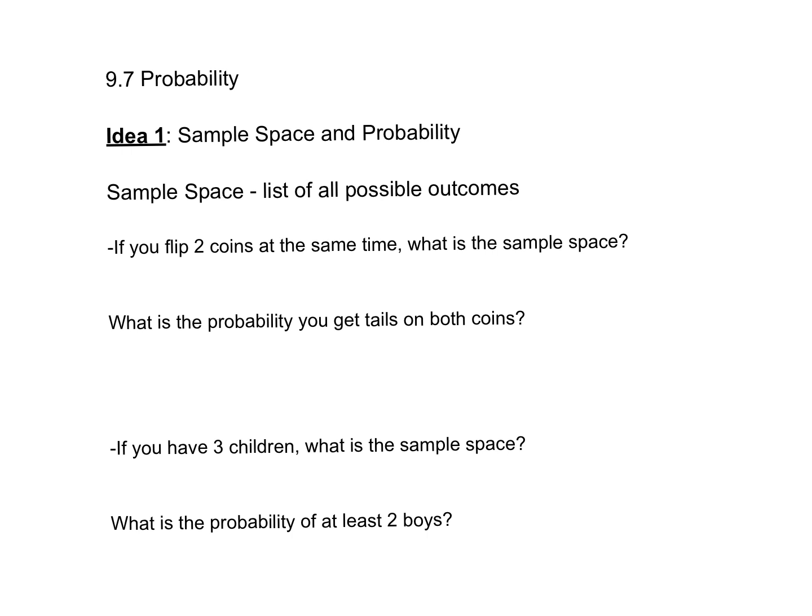So we're going to look at sample space first, which is basically just a list of all the possible things that can happen. So if you flip two coins at the same time, what's the sample space? Well, what could possibly happen? You could have a heads and a heads. You could have a heads and a tails. You could have a tails and a tails, or you could have a tails and heads.